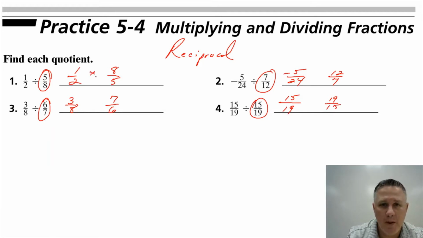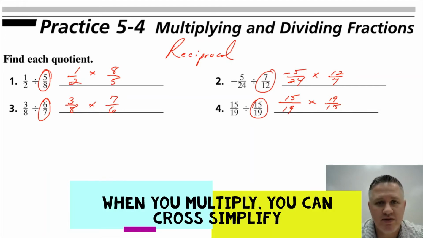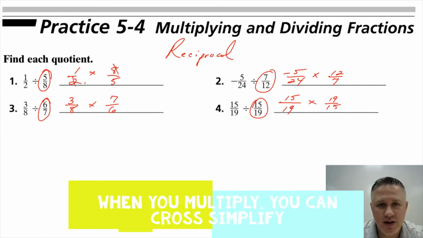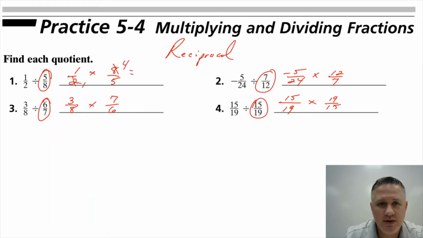So boom, boom. I'm using the x because we don't have any variables. And then we solve the problem, right? So we're going to look to cross-simplify now to make our lives easier. You don't have to, but cross-simplifying makes your life a little bit easier. And when you do that, 2 goes into both 2 and 8, 1 and 4 times. You wind up getting 4/5 for number 1.